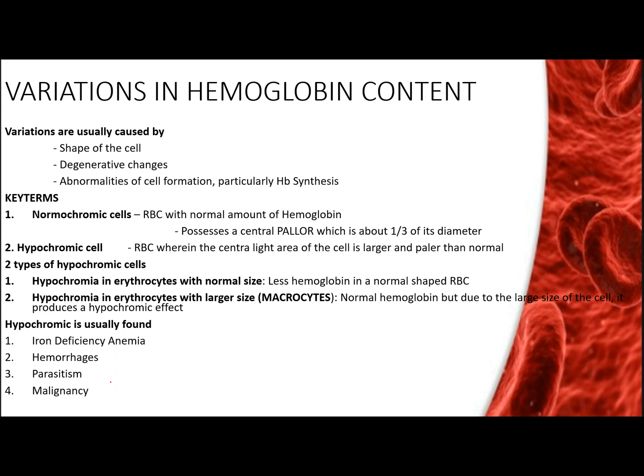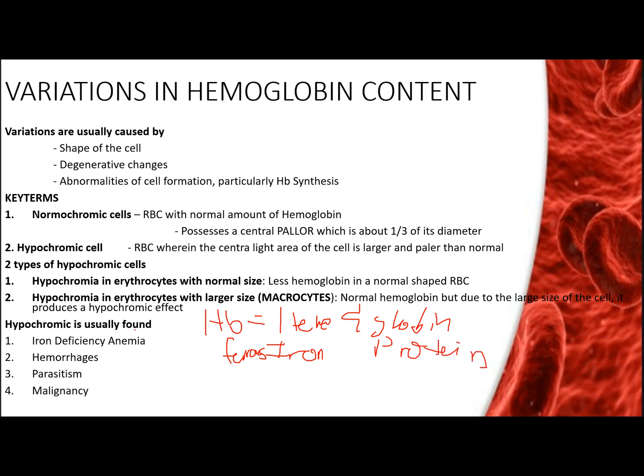Self-explanatory naman class yung iron deficiency anemia sa inyo, di ba? Kung bakit siya nagkakaroon ng hypochromia. Di ba your hemoglobin is made up of heme and globin. Heme is iron, specifically the ferrous iron. Then the globin is the protein. So if you have iron deficiency in your body, you won't have enough heme to create your hemoglobin, leading to hypochromia.